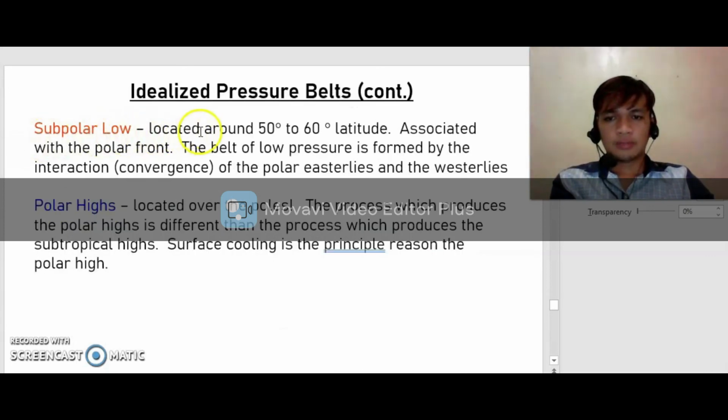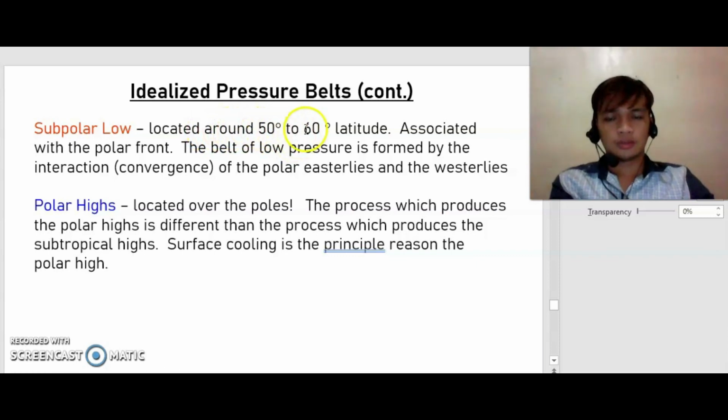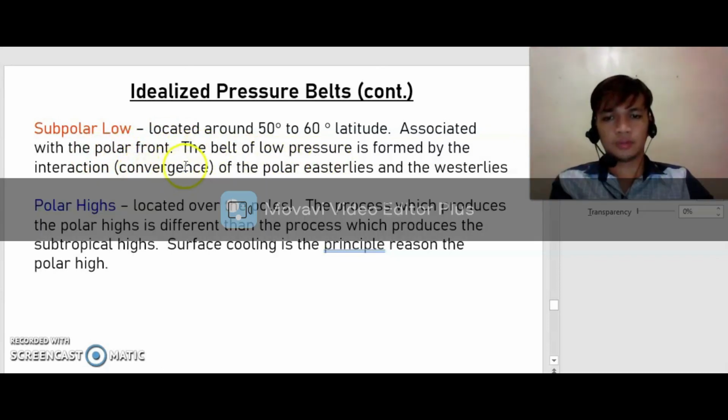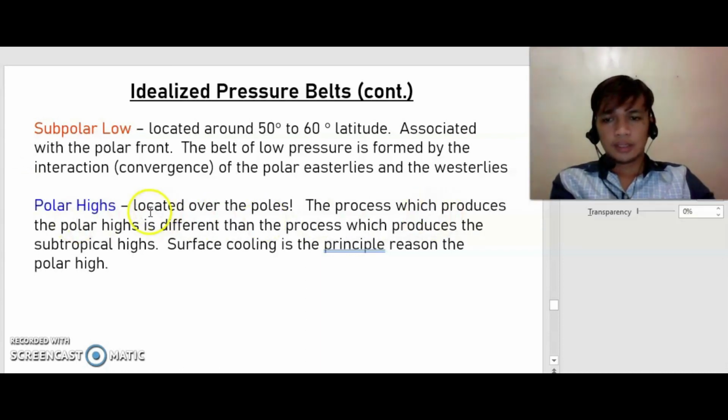The subpolar low naman is located around 50 to 60 degrees latitude of the Earth. This is associated with the polar front. So the belt of low pressure is formed by the interaction or convergence of the polar easterlies and the westerlies. The polar highs, they are located over the poles. So the process which produces the polar highs is different than the process which produces the subtropical highs. Surface cooling is the principal reason of the polar high.